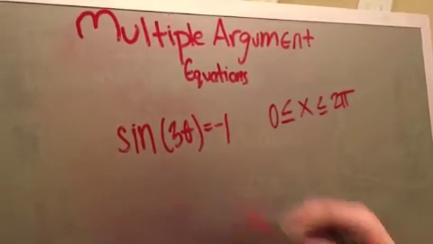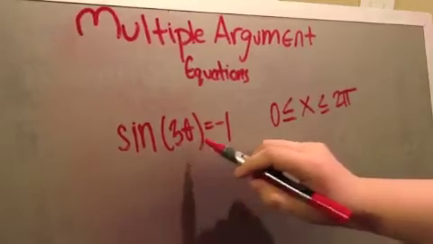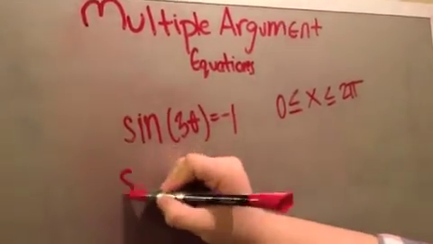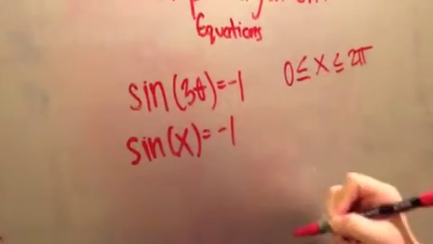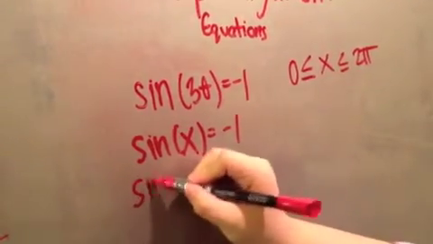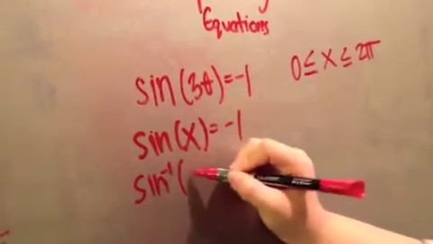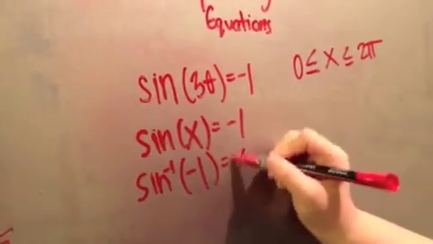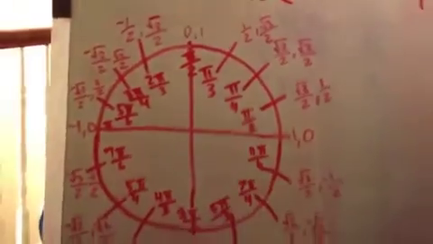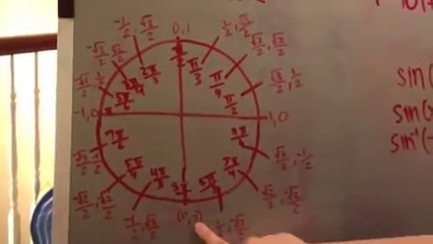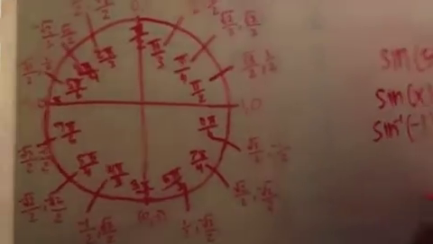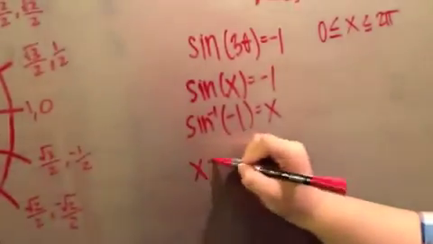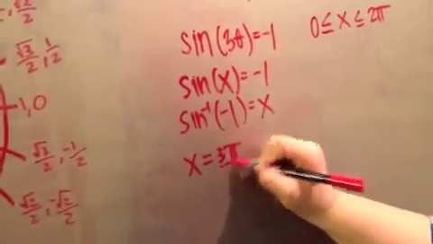First you're going to replace 3 theta with an x, so it would be sine x equals -1. And then you take the inverse, so it would be sine inverse of -1 equals x. Then when you look over at our unit circle, for sine, for -1, 3 pi over 2, the sine is -1. So x would equal 3 pi over 2.